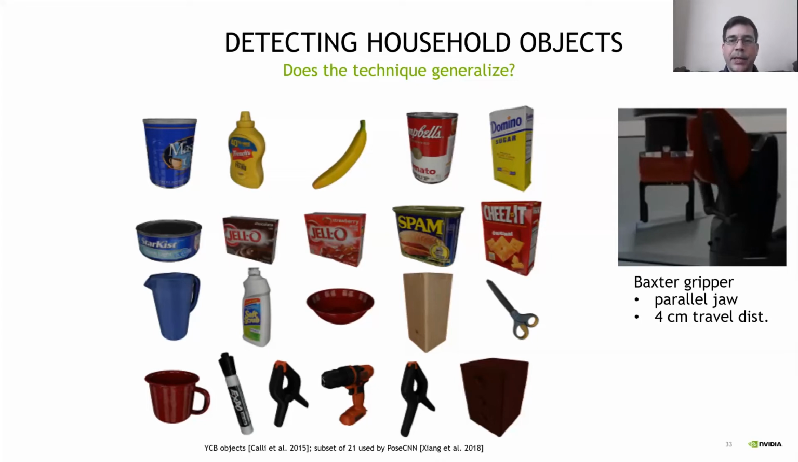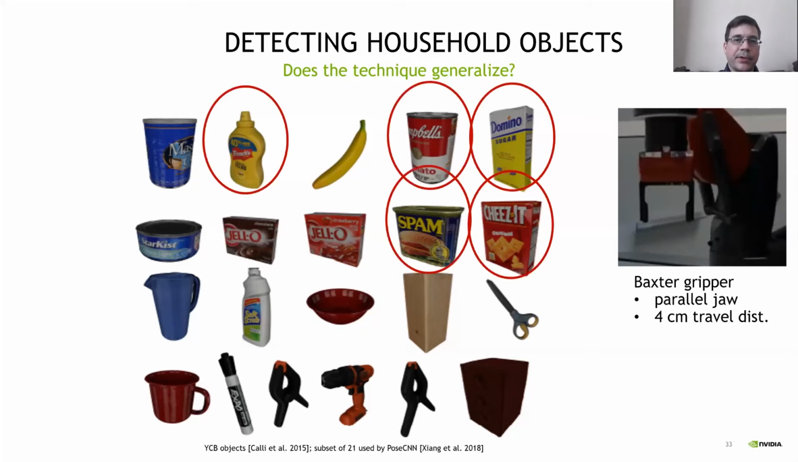So we have a Baxter robot that has a 4-centimeter travel distance. So the object can't be too big or it's not going to fit. It can't be too heavy or it's not going to fit and so forth. So we came up with this subset of 5 objects.